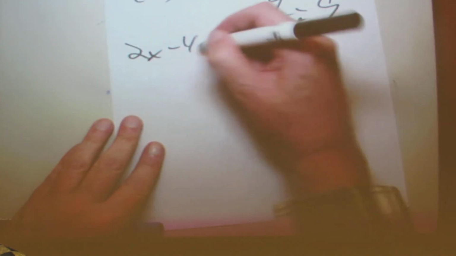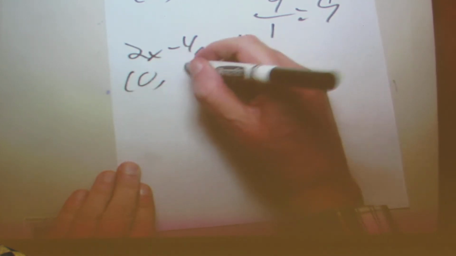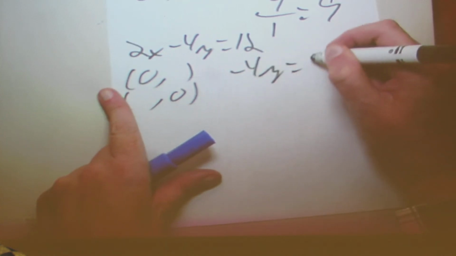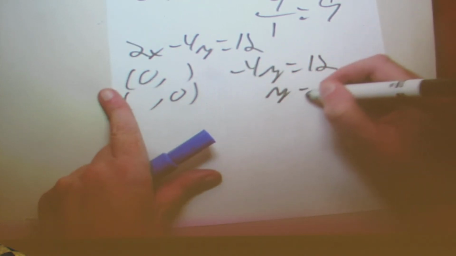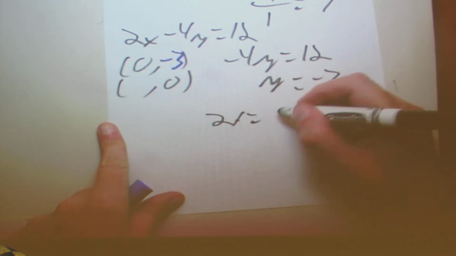Then let's say that we have 2x minus 4y equals 12. And we need to graph it. The way I'm going to graph this one is by finding the intercepts. So 0, comma, something, and something, comma, 0. So if I put a 0 in for x, I'm going to get negative 4y equals 12, or y equals negative 3. And if I put a 0 in for y, I will get 2x equals 12, x equals 6.